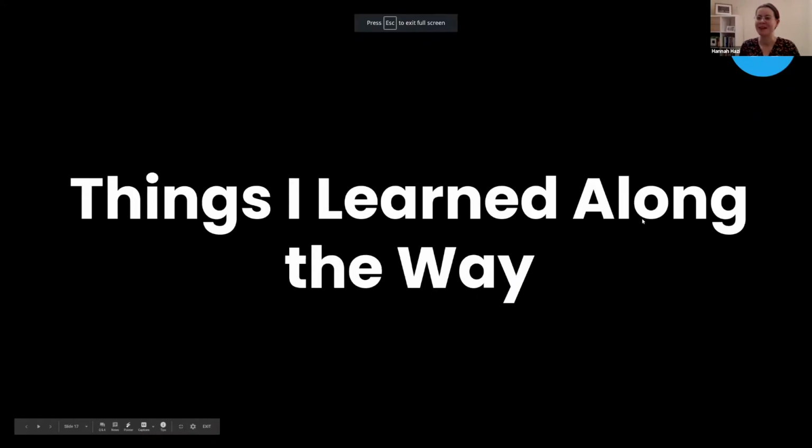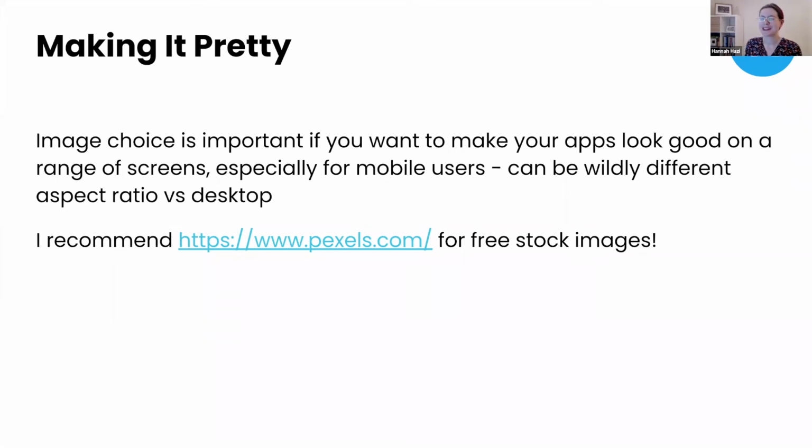So yeah, a couple of things that I learned along the way. Making it pretty. Image choice is really important if you want to make apps look good on a range of screens. The default settings for Anvil apps seem to work quite well with this, but I recommend getting a nice high resolution image that's portrait scale so that it shows up nicely on mobile as well. Hopefully you can see it up there on my screen. You can see more of the image if you're scrolling it on a mobile screen.